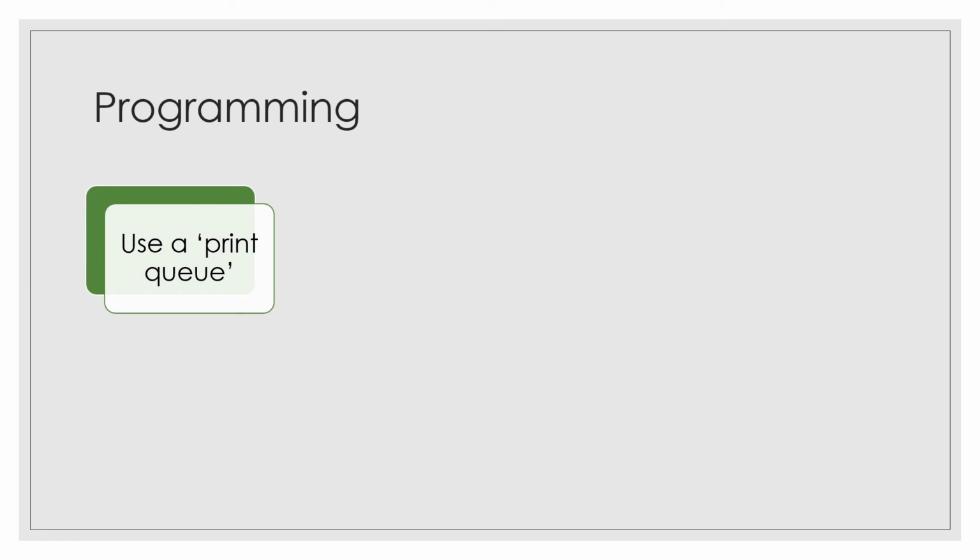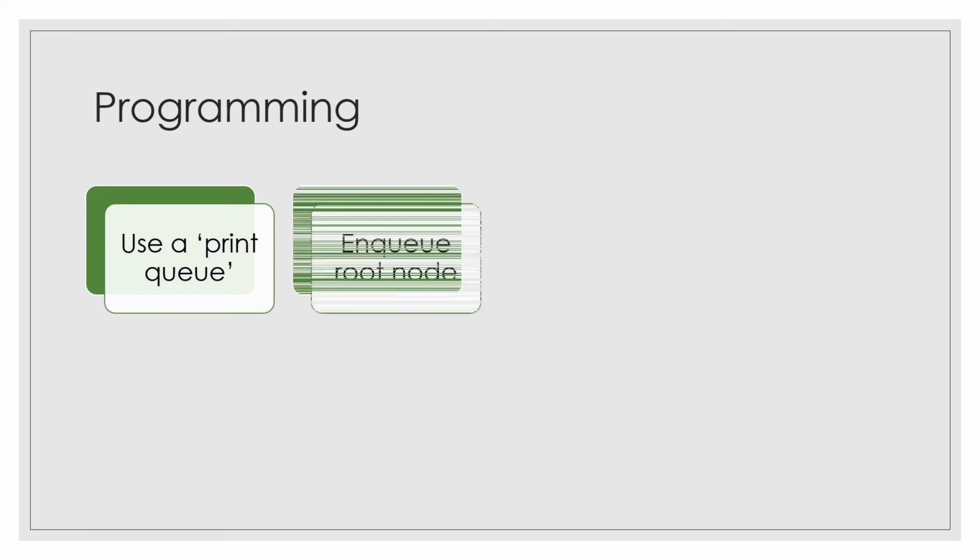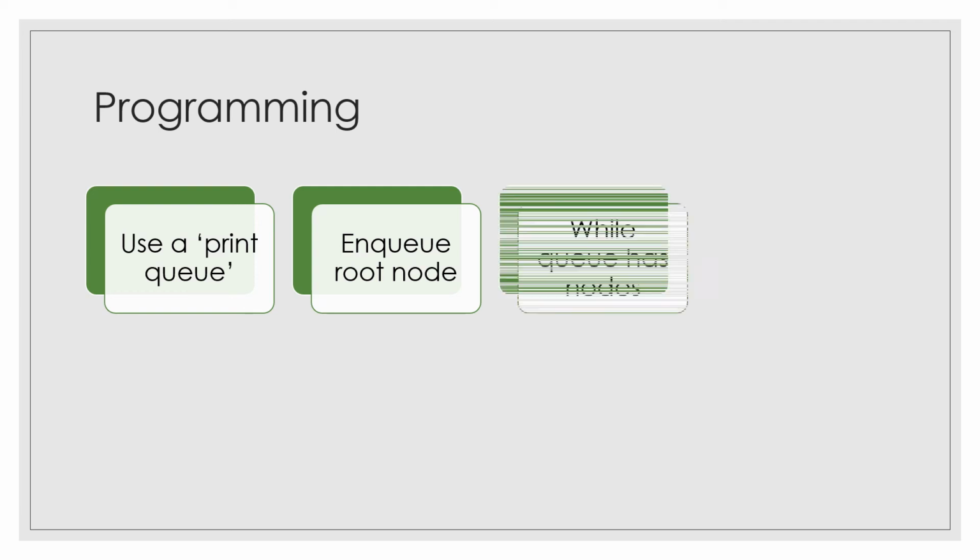Programming a breadth first traversal is quite straightforward. We use a print queue. We could just, for instance, if we're doing it in Python, use a list and decide to work it as a queue. We'd enqueue the root node, so now the queue's got one item in it. And then we'll loop while the queue has any nodes in it. So until the queue completely runs out of nodes, we loop.